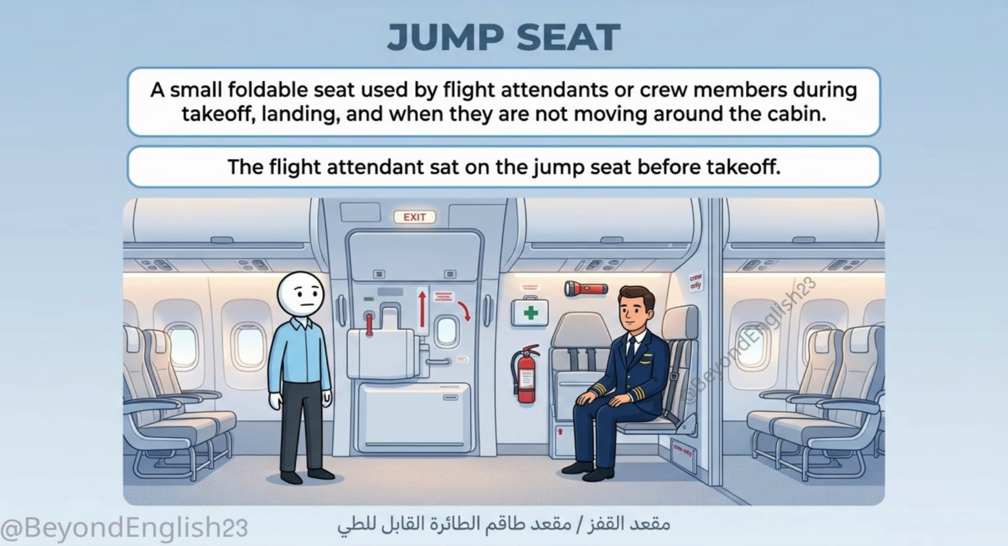14. Jump seat. A jump seat is a small foldable seat used by pilots or flight attendants during takeoff, landing, and other times when they need to sit in the cabin area. It is not a regular passenger seat. Example: the flight attendant sat on the jump seat during takeoff.